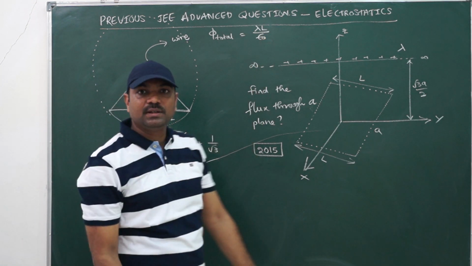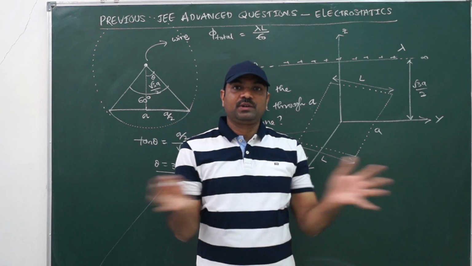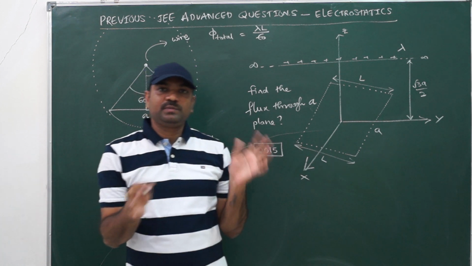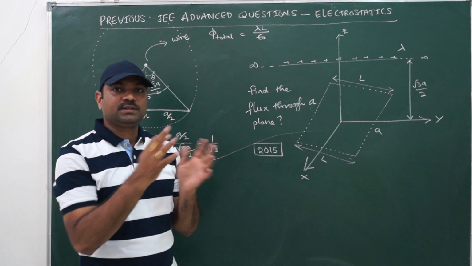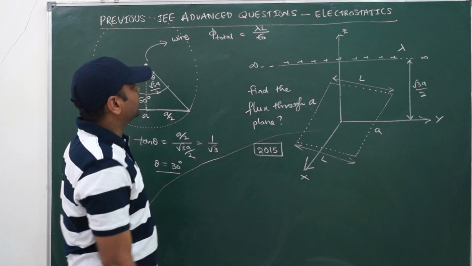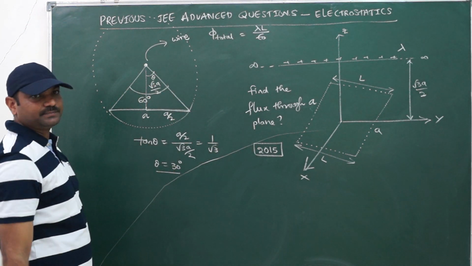This is the Gauss law. Gauss law will tell you the total flux through any closed surface, not closed loop, is equal to what? Charge enclosed by epsilon naught. The charge enclosed is lambda L, so this is the total flux through the cylinder, lambda L by epsilon naught.